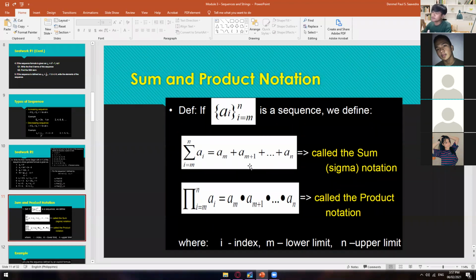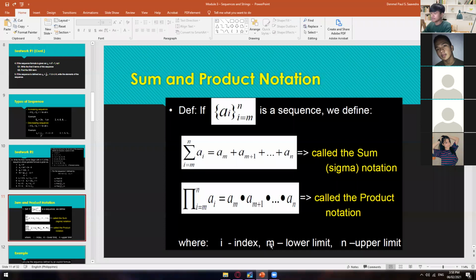So just be familiar on this one. Okay. So if it's pi, then this one is multiplication. If it's sigma or summation, then this one is addition. Okay. So yeah. And then as you can see right here, all of them has an index.